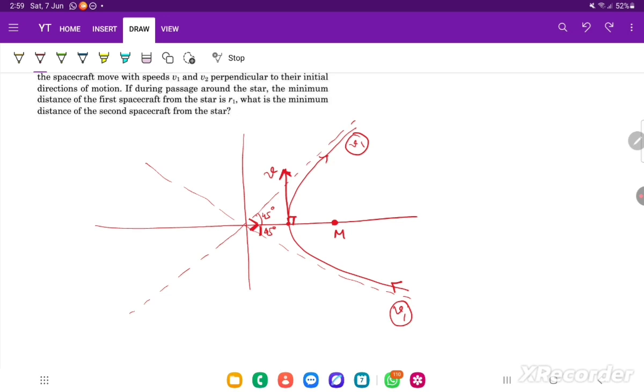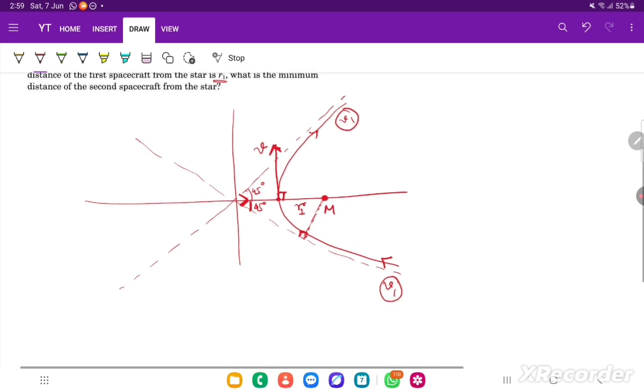At minimum distance we have assumed that the speed will be v, and I'm denoting the minimum distance as r1. Oh sorry, it is given only that it is r1, right? And we are dropping a perpendicular from the focus to this asymptote. I'm telling you why I'm doing this: I'm interested in conserving angular momentum about the focus, because the gravitational attraction force will always pass through the focus, so torque about this point is 0 and angular momentum is conserved.